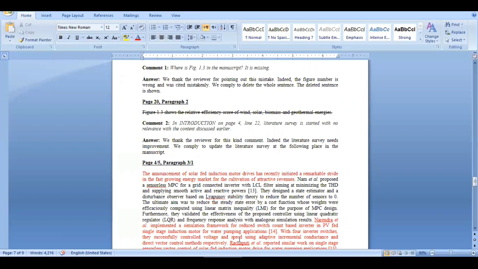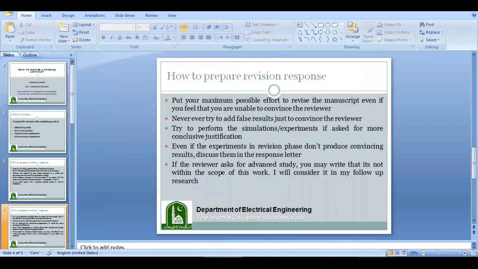So that is all about my today's demonstration on preparing the revision of a manuscript which is submitted to a journal.